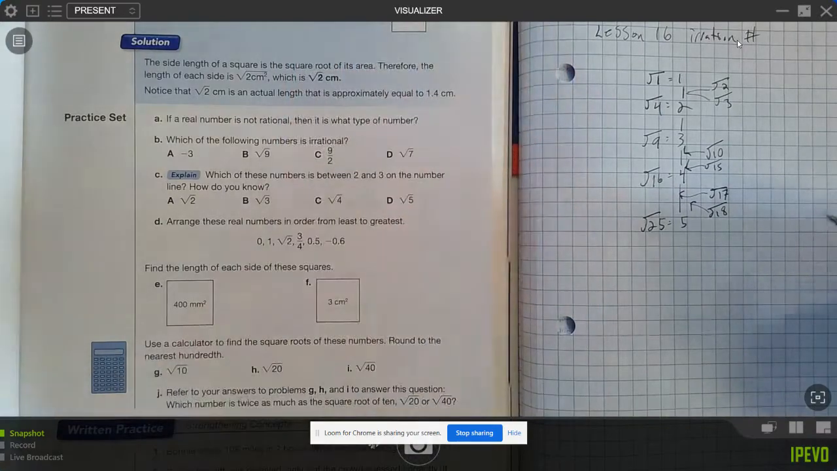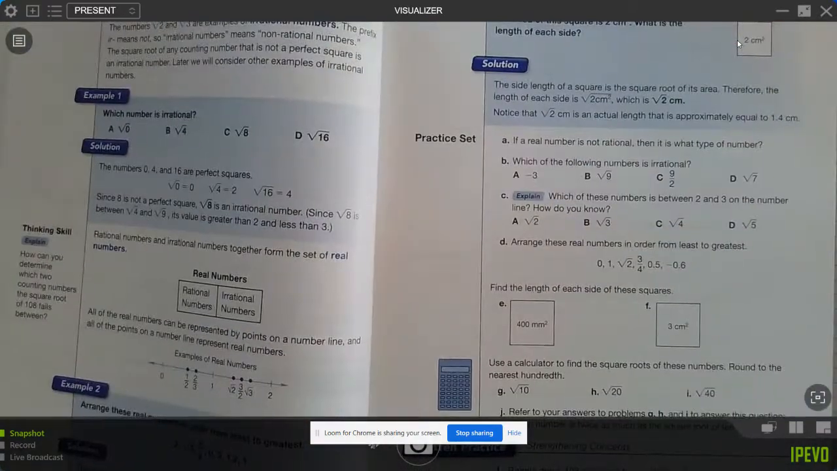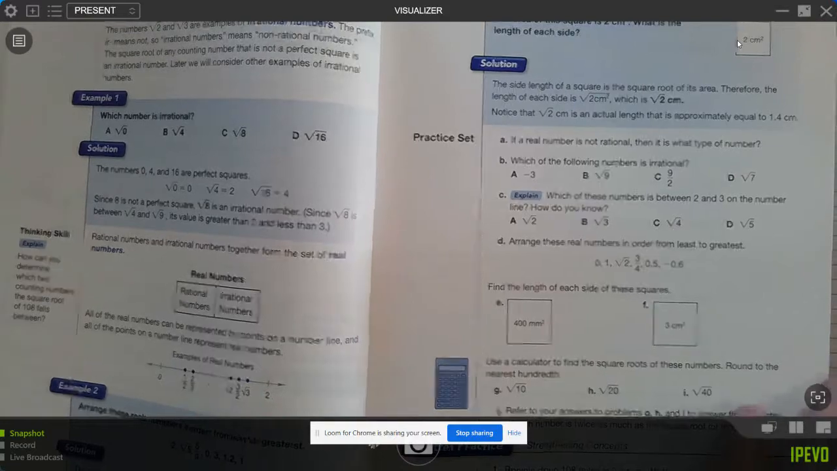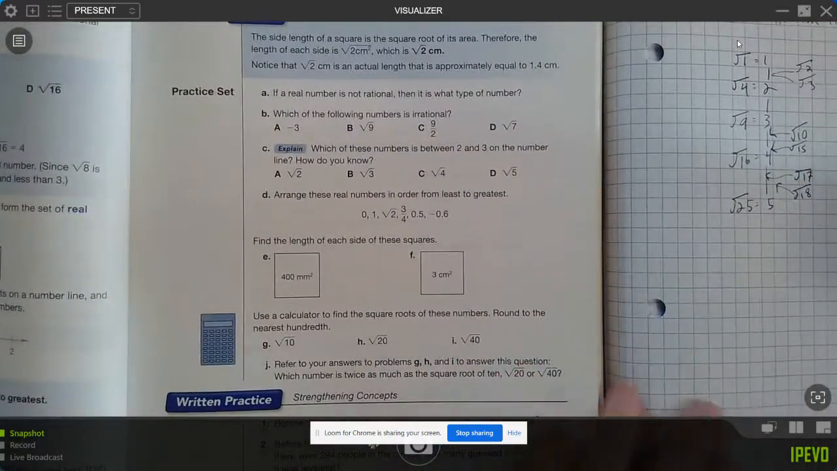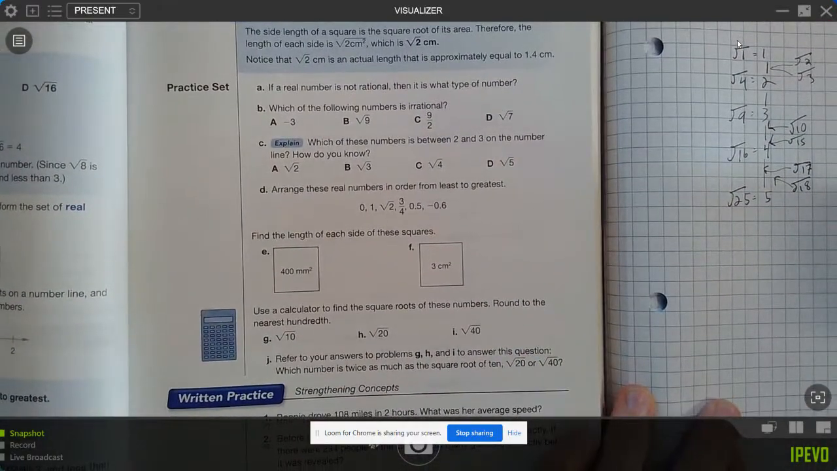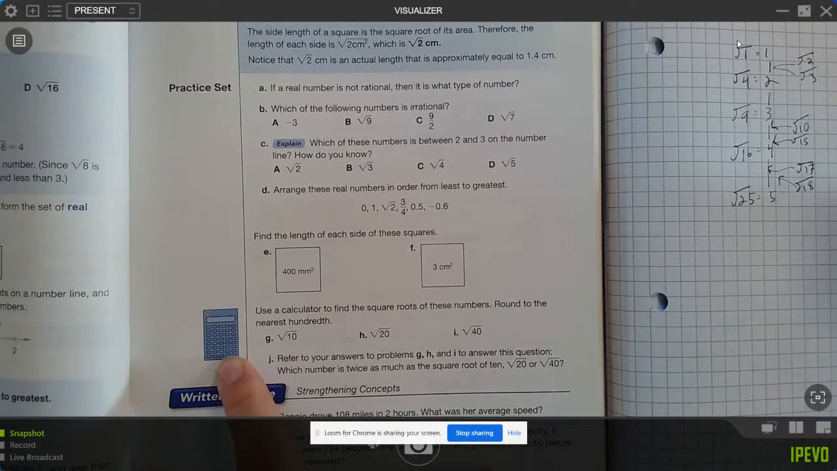I was worried, honestly, because last chapter I feel like it threw a lot at you really quickly. It does allow you to use a calculator for some of these. If it is not asking for a calculator, do not use it.